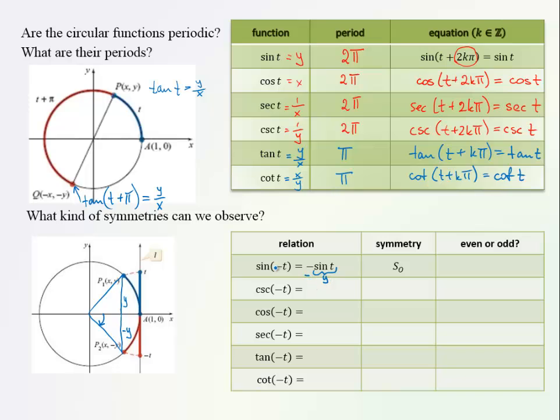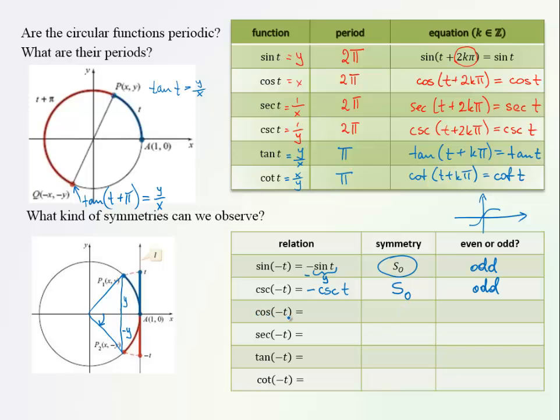If we can take the minus outside of the function, this is really the definition of an odd function. So since sine is odd, its graph should have symmetry in the origin, because any odd function is symmetrical in the origin. Since cosecant is a reciprocal of sine, it will carry the same properties, so we still have negative cosecant of t, which makes it odd as well. Therefore, the symmetry of the graph is symmetry in the origin.